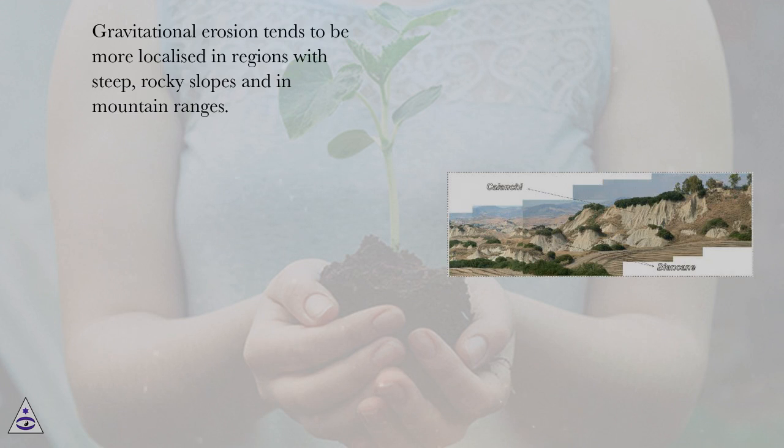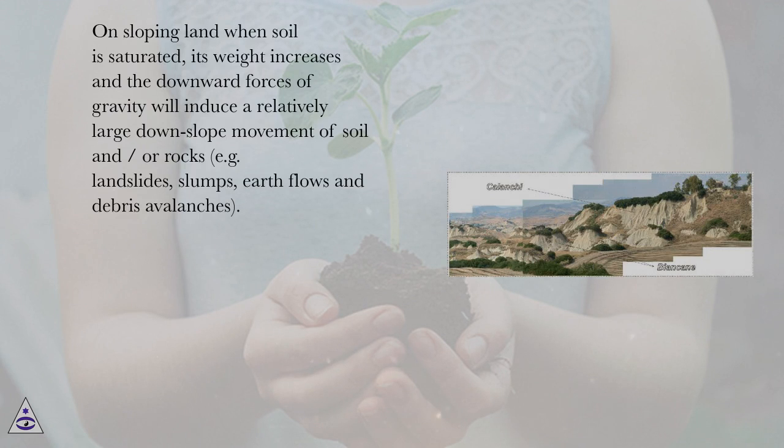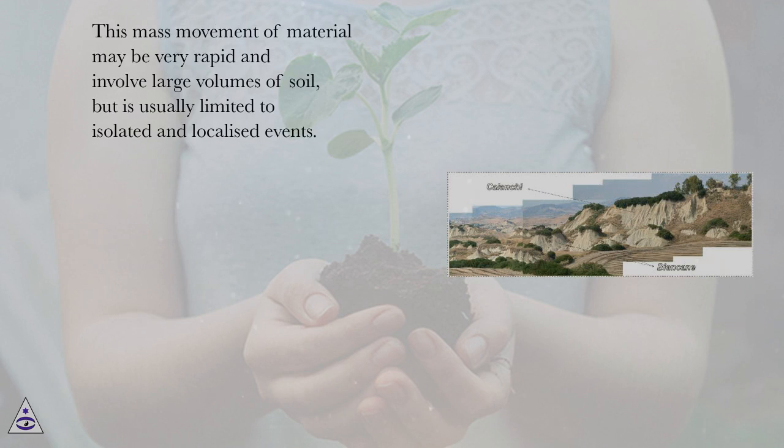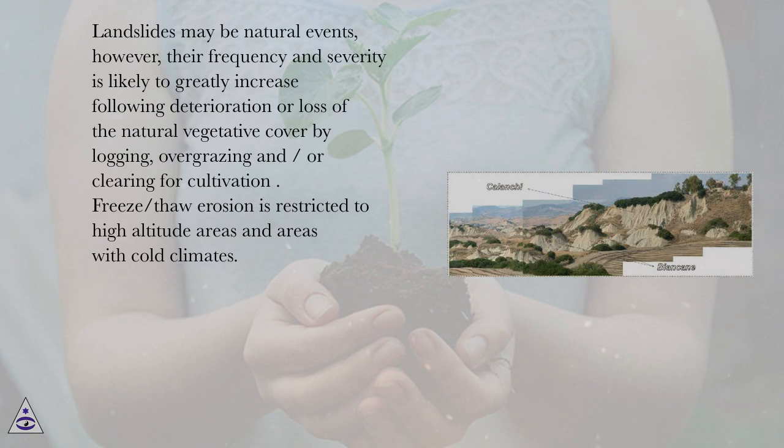Gravitational erosion tends to be more localized in regions with steep, rocky slopes and in mountain ranges. On sloping land, when soil is saturated, its weight increases and the downward forces of gravity will induce a relatively large downslope movement of soil or rocks, for example landslides, slumps, earth flows and debris avalanches. This mass movement of material may be very rapid and involve large volumes of soil, but is usually limited to isolated and localized events. Landslides may be natural events, however, their frequency and severity is likely to greatly increase following deterioration or loss of the natural vegetative cover by logging, overgrazing or clearing for cultivation.